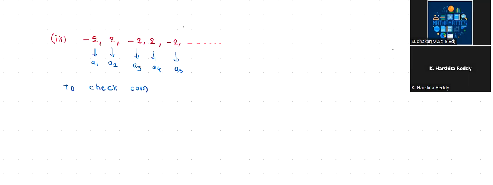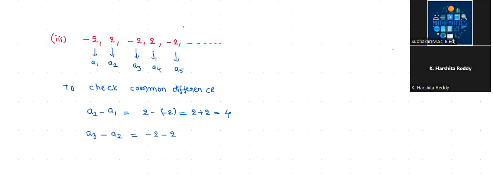A1, A2, A3, A4, A5, we compare to check common difference. A2 minus A1. Please observe. A2 value 2 minus of minus 2. 2 plus 2, 4. A3 minus A2. A3 value minus 2 minus 2, minus 4. Here it will be clear.